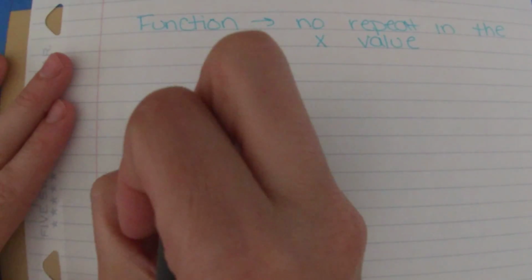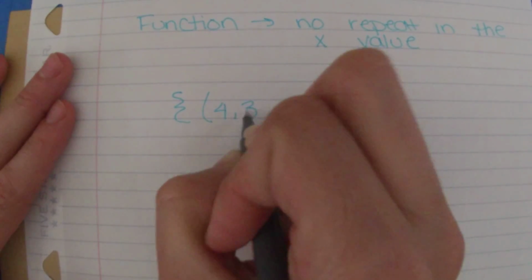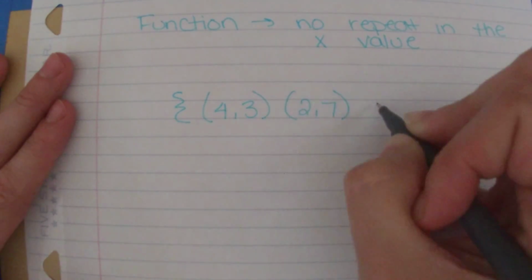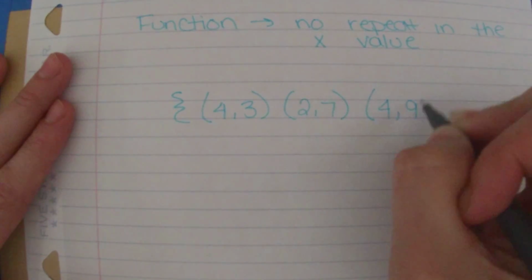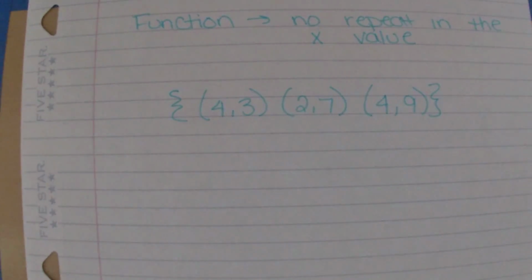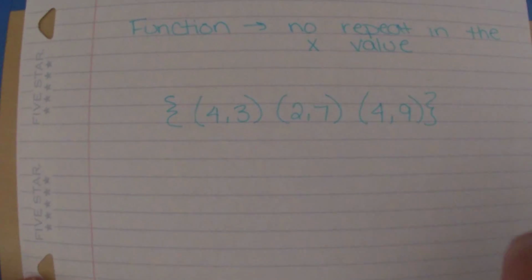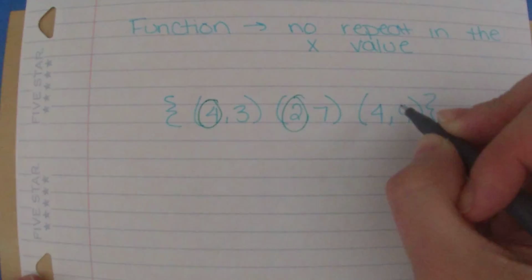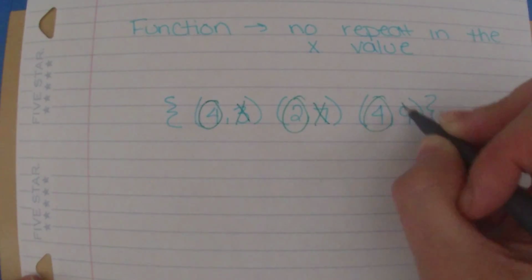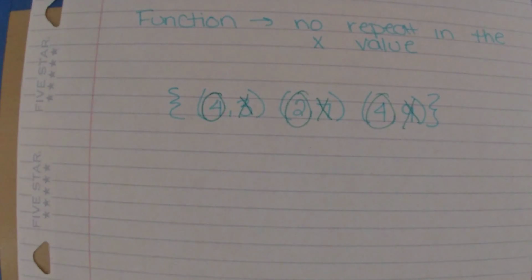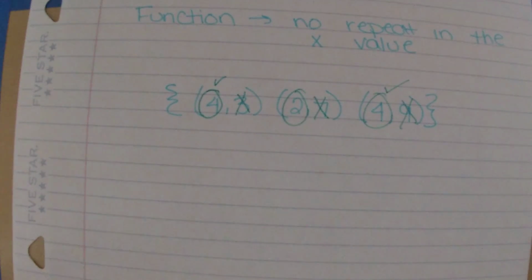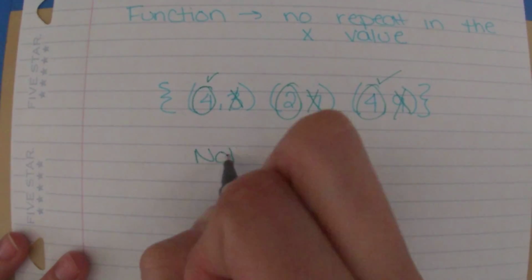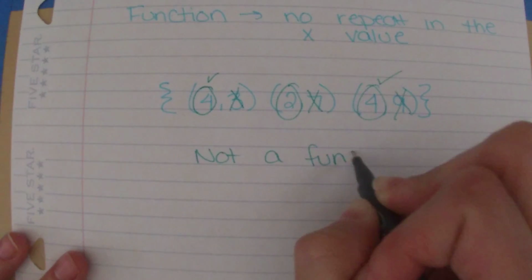So if I gave you something like this, and we wanted to decide if this was a function or not a function, right? Is it just a relation? Is it a function or is it not a function? We would be looking at the X values. So I'd be looking at these numbers. My Y values don't matter. In my X values, I see that 4 listed twice. So I see a repeat here and here, right? If there is a repeat, then it is not a function. It's just a relation.